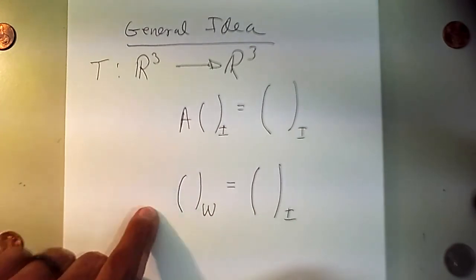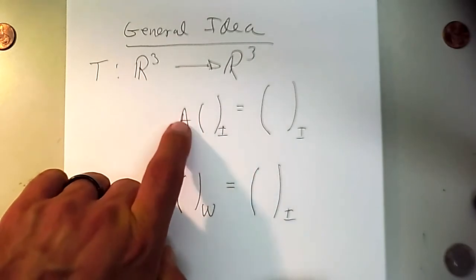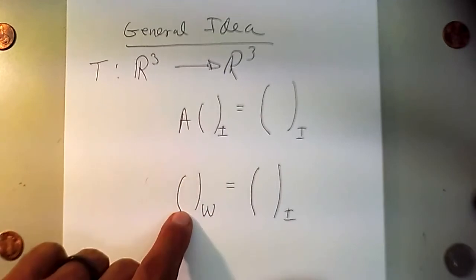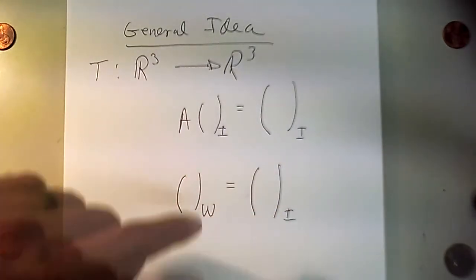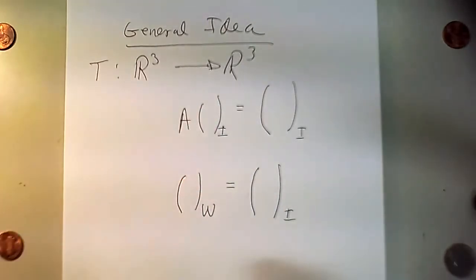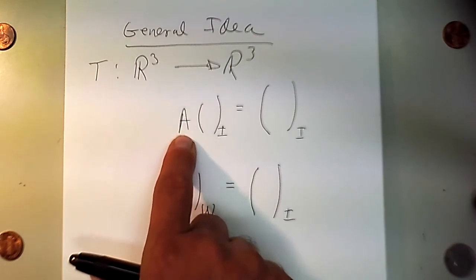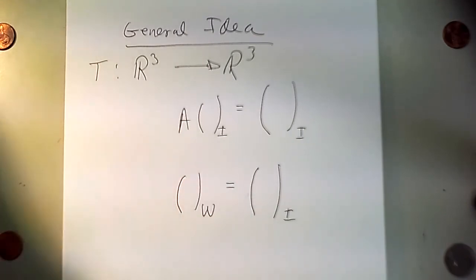What matrix should we multiply? If we already know A, what matrix should we multiply those coordinates in W to get the same answer? And those two are not going to be the same. Well, we can piggyback on the answer from above. We can change W coordinates into I coordinates.